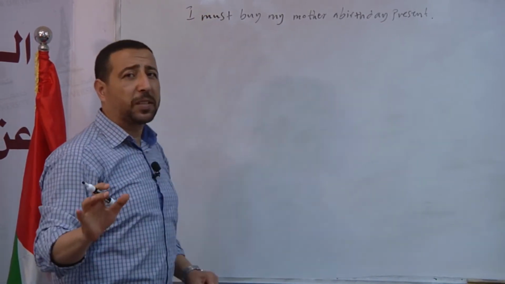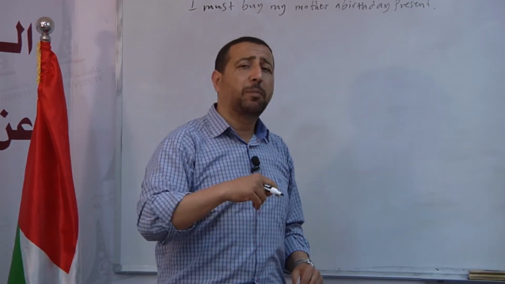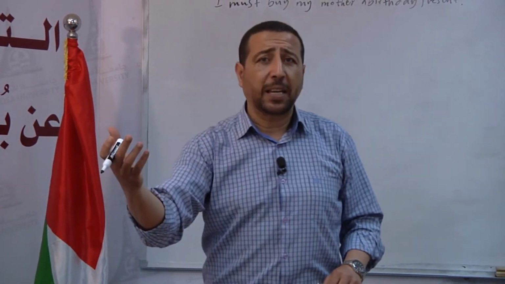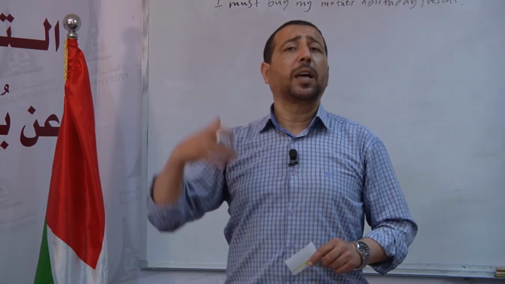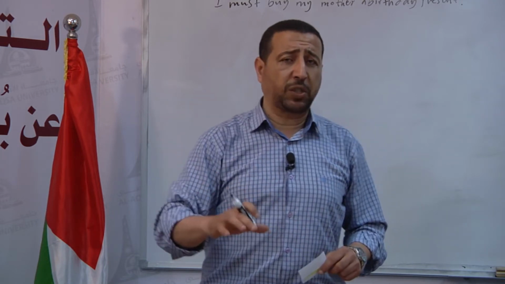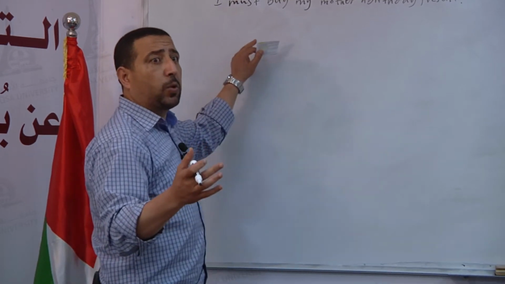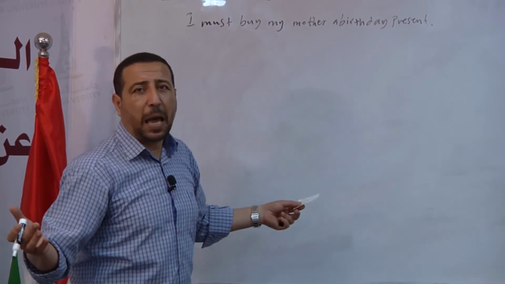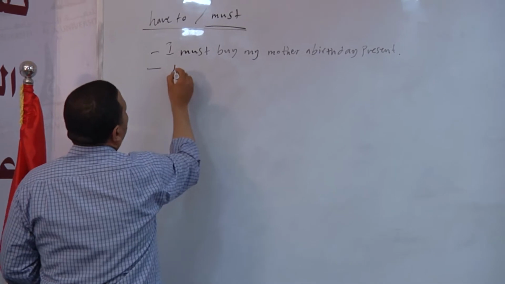Have to is totally different in terms of the type of obligation. The type of obligation in have to is external. It is based on an authority of another person. It is based on a rule. It is based on something like law. So this is important to be taken into consideration. So this is the question we are going to ask. What happens if he doesn't buy it? Nothing happens actually.